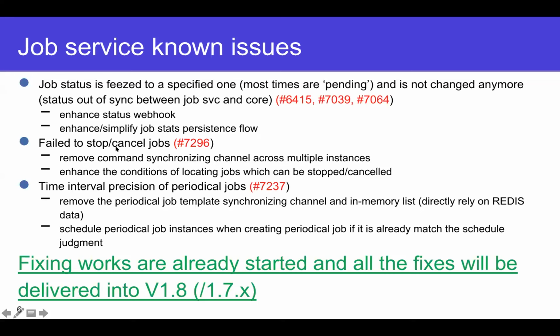fix the related issues. Sometimes the time interval for the periodic job is wrong. For this one, we also do some improvement work to fix this problem. These three typical problems are related to several GitHub issues. If you want to learn more details, you can check those GitHub issues.